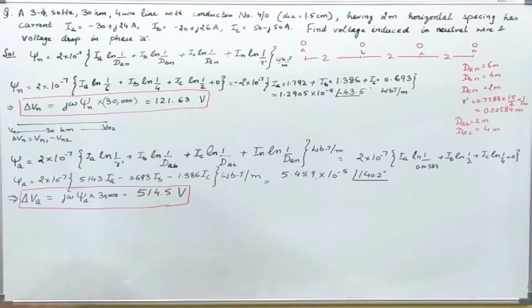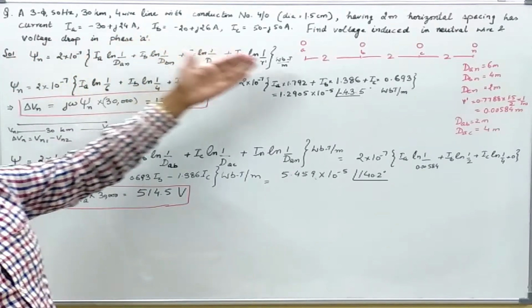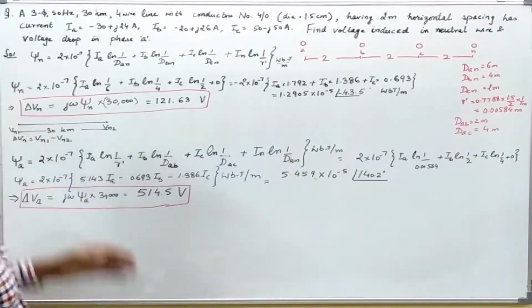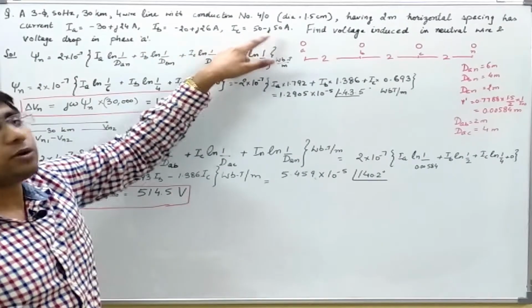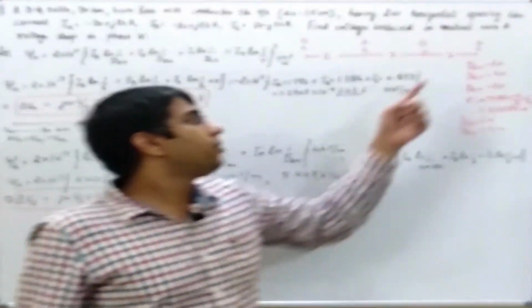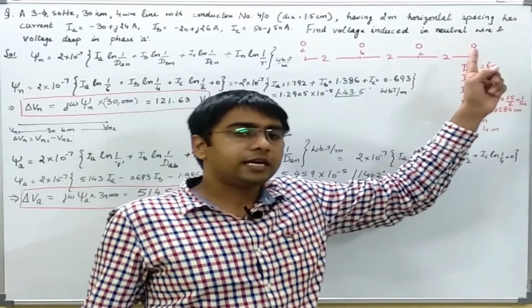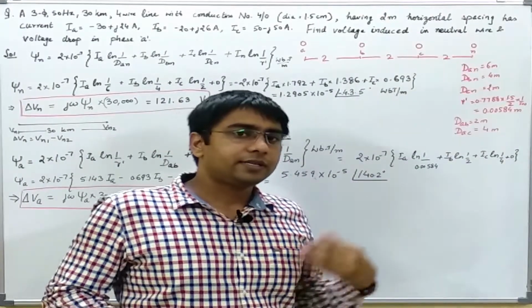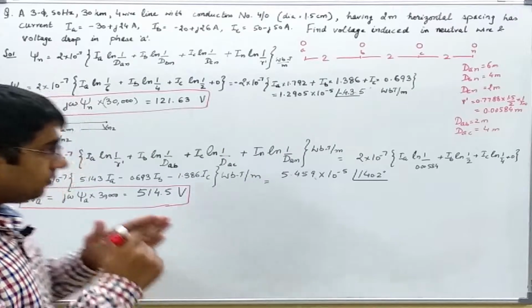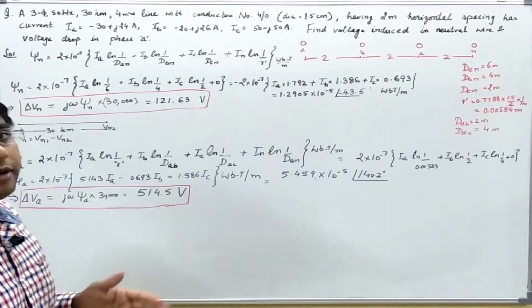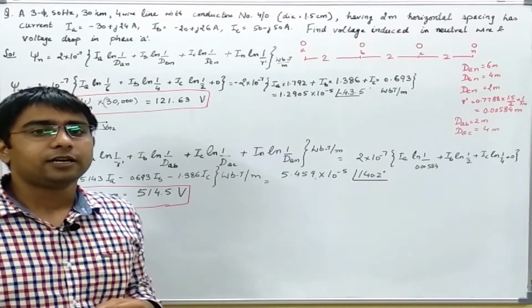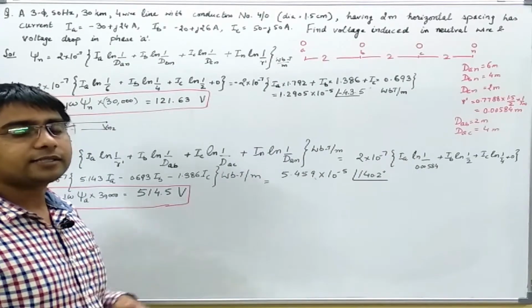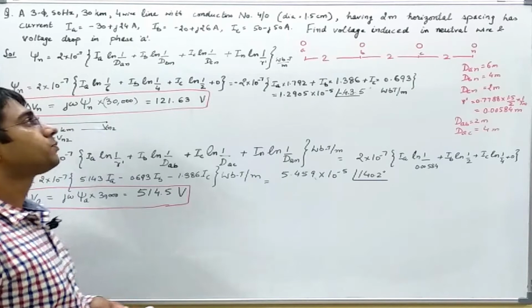Also, we are given the three-phase currents flowing in the three conductors. You can clearly see that IA plus IB plus IC is equal to 0. That is, the neutral wire is not going to carry any current. So, we will see that the formula which we derived earlier for calculating the flux linkages of a conductor in a group of conductors can be easily used here.